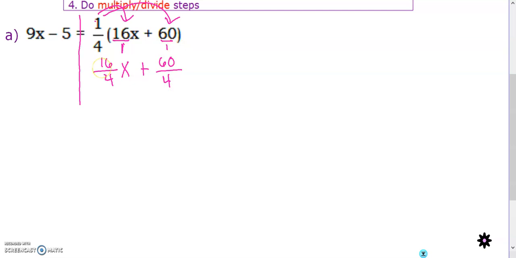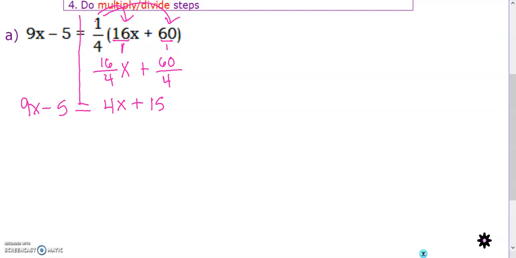I'm going to simplify these fractions because they look like they go evenly. So 16 divided by 4 is 4, plus 60 divided by 4 is 15. So by working with the fractions, we cleared it out. I've got no decimals here. I'm going to put my equal sign down because we haven't done anything with the left side yet. All right, so your first step, you distributed.